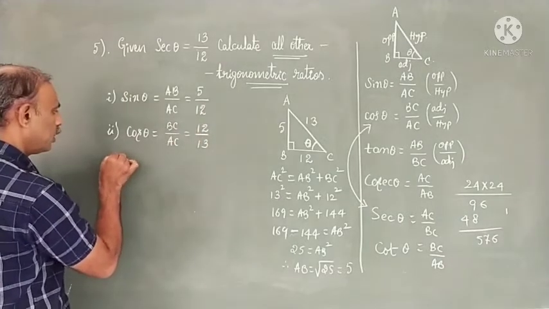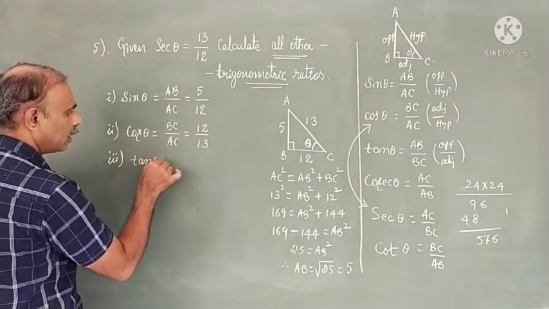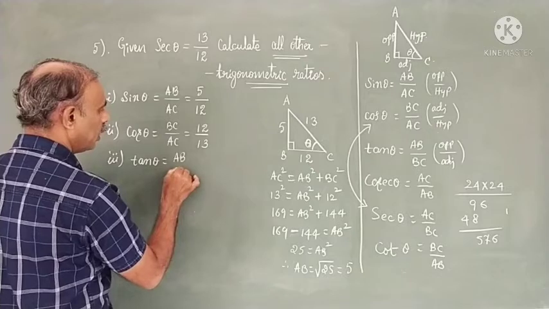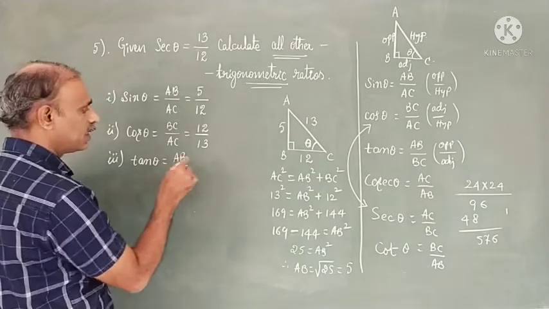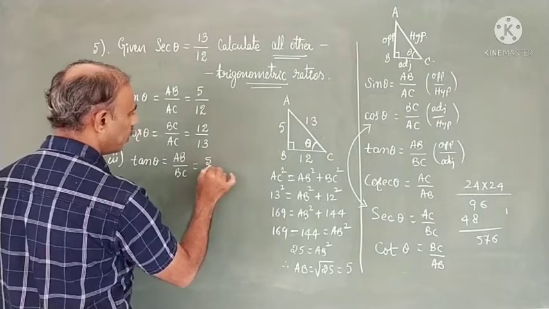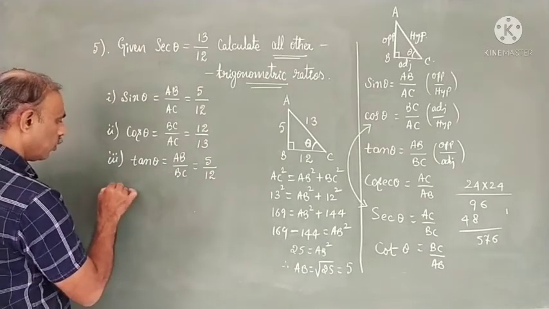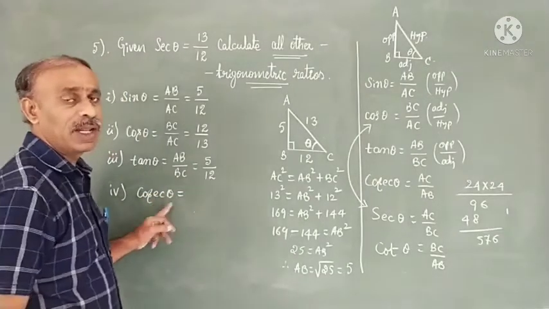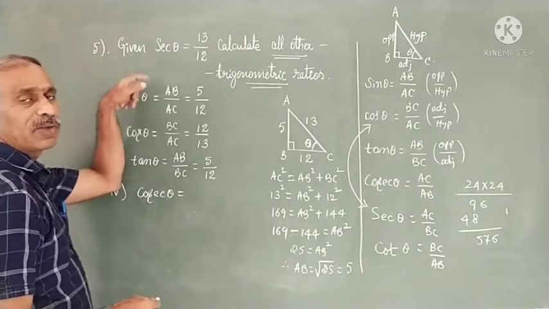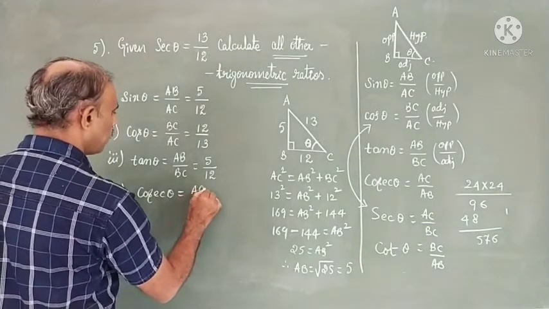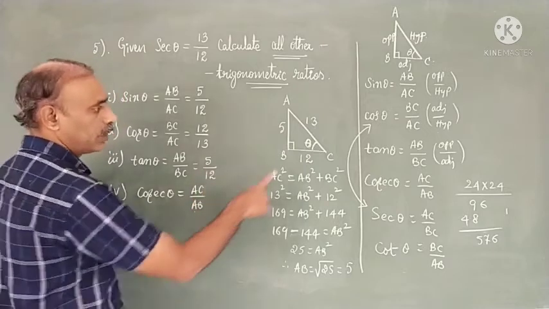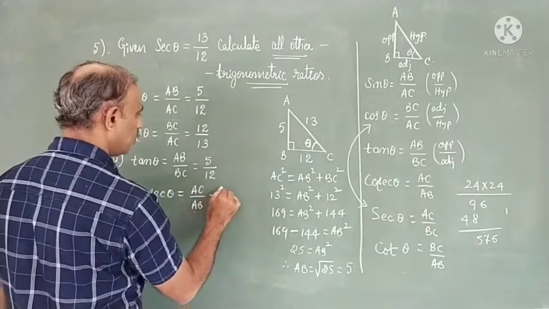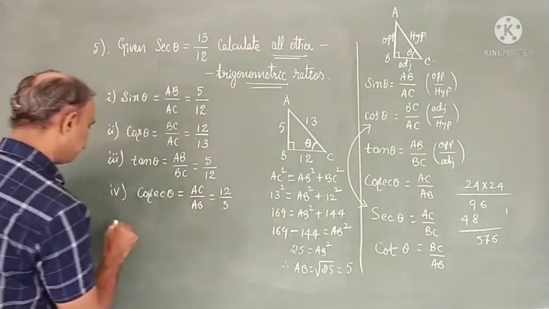Next, tan theta. Opposite by adjacent. AB by BC. Opposite by adjacent, 5 by 12. Next, cosec theta. Cosec theta is nothing but opposite to sine. That is hypotenuse by opposite, AC by AB. Right? With respect to theta, hypotenuse AC divided by opposite side AB. So that is 12 by 5.